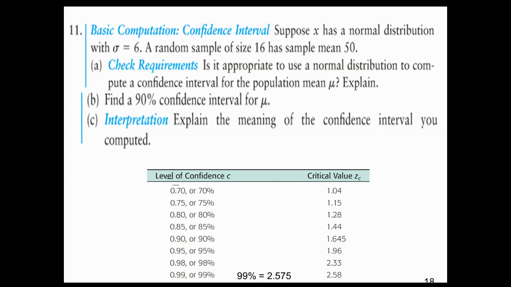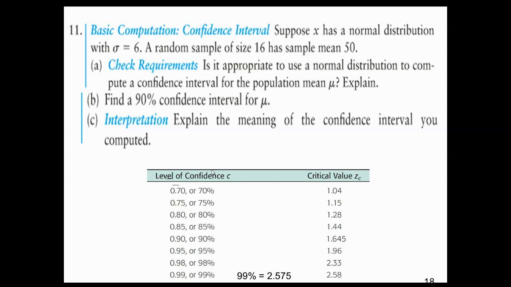Here's an example. He's asking us, suppose X is a normal distribution. Sigma is given to us as 6. We have a random sample size n of 16, a sample mean of 50. He wants us to construct a 90% confidence interval.